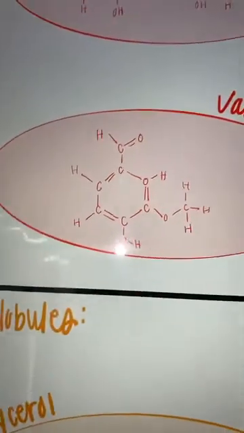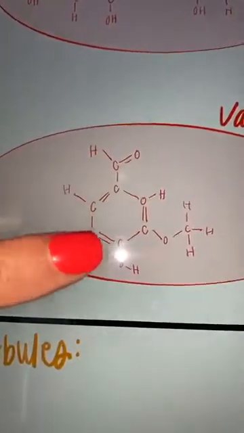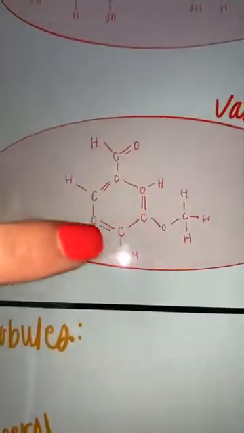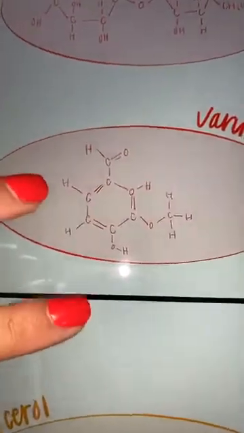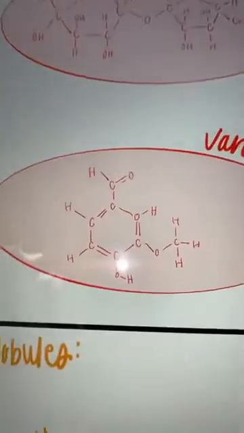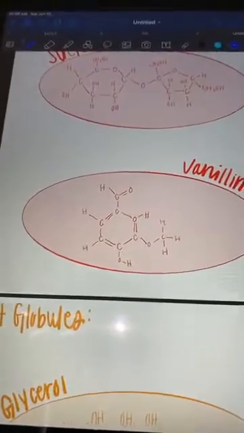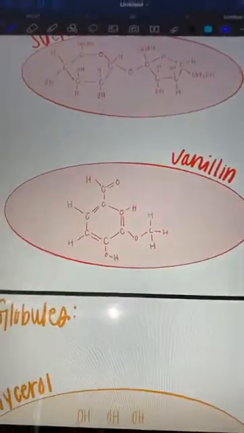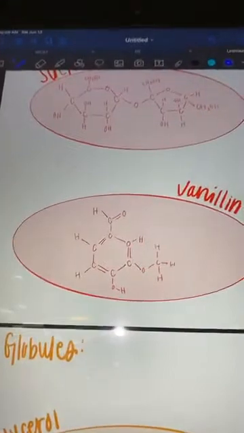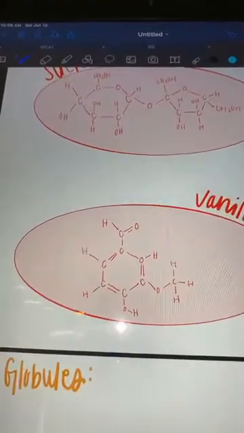sorry, that's my forehead, right here. And this is what we call an aromatic ring. You see how it's the carbons and that one oxygen are all in a ring? That is an aromatic ring, and it's rightfully named because vanilla is very aromatic and it smells great.